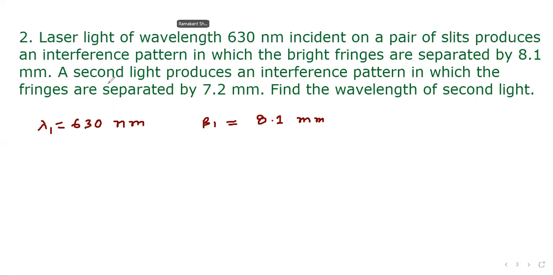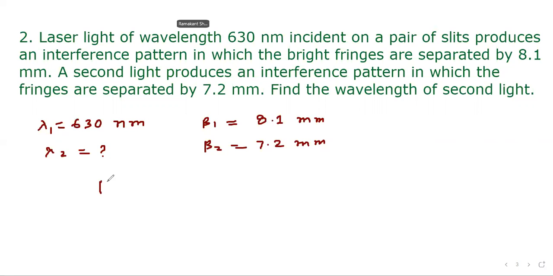Now here, a second light produces an interference pattern in which the fringes are separated by 7.2 millimeters. So beta 2 is given as 7.2 millimeter. And find the wavelength of second light, means lambda 2 is to be found.